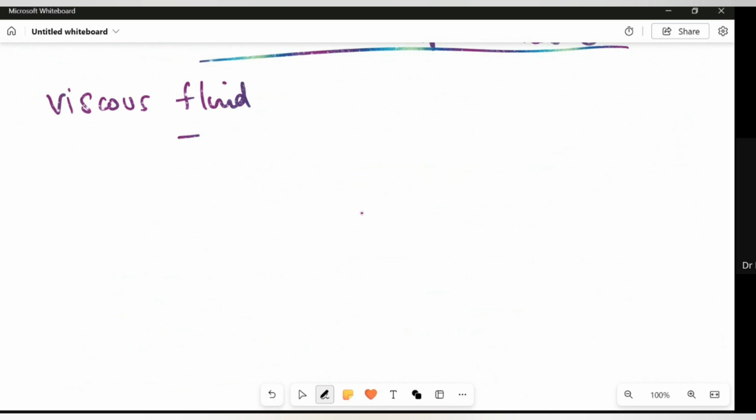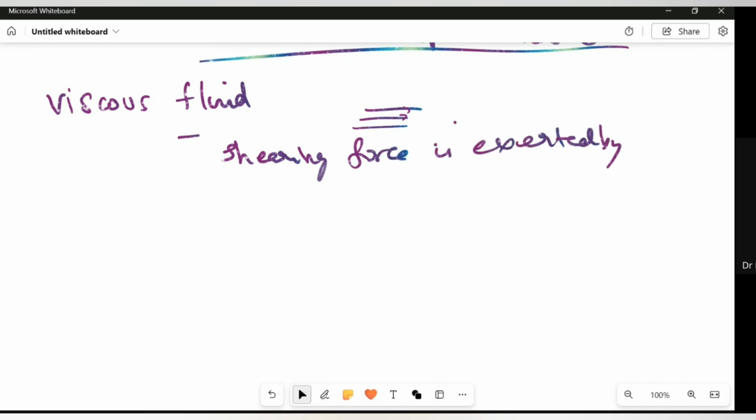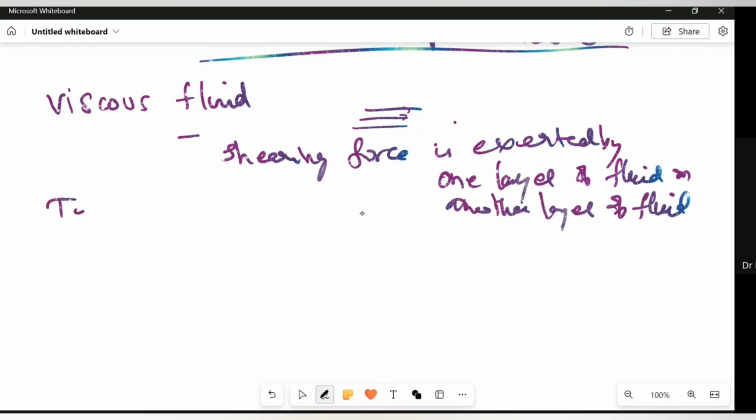the one in which the fluid moves layer over layer, and each layer will exert a shearing force on the other. So what does shearing force mean? Shearing force is exerted by one layer of fluid on another layer of fluid. Do you know what is terminal settling velocity?